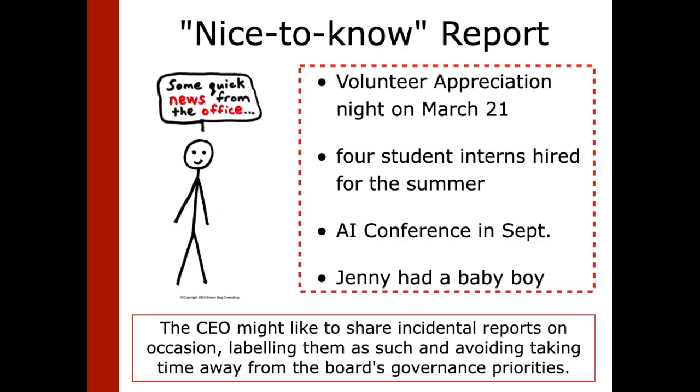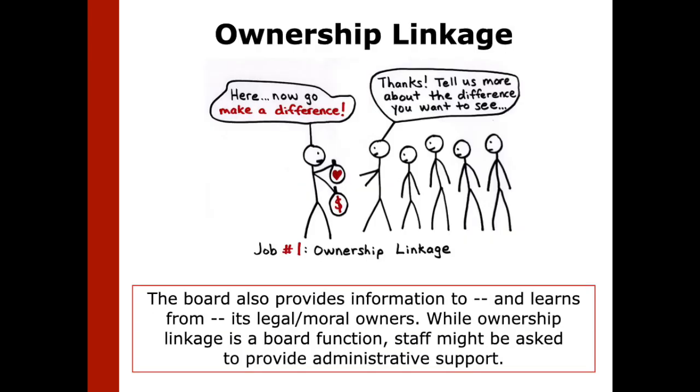The CEO can also provide the board with nice-to-know information, ideally in a manner that does not take significant time away from the board's governance agenda. Information is also expected to flow very readily between the board and its legal or moral owners. Ownership linkage activities feature the board communicating about relevant topics with its owners, plus asking key questions that drive at owners' values about the long-term purpose of the organization. Staff will typically provide the board with what's needed to support these ownership linkage activities.